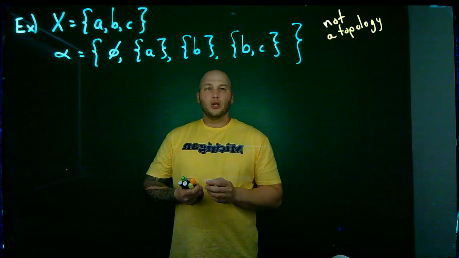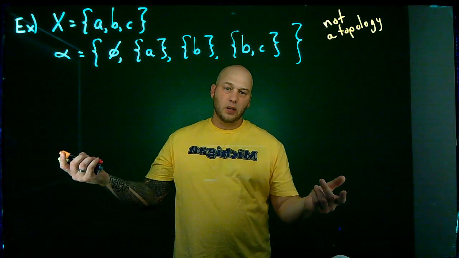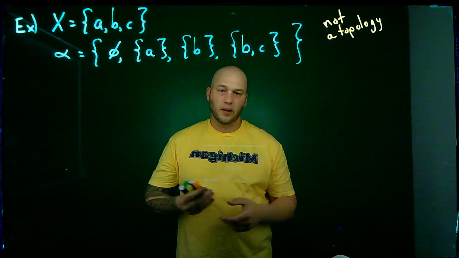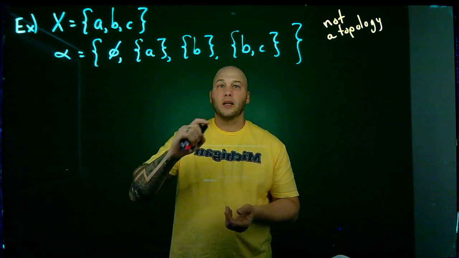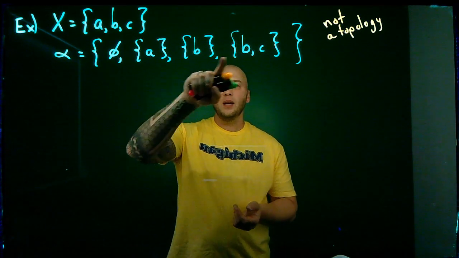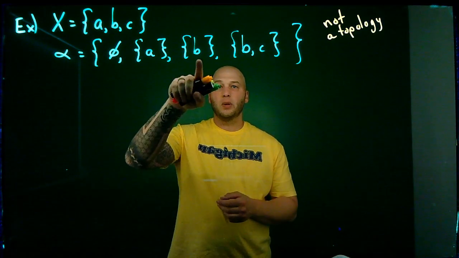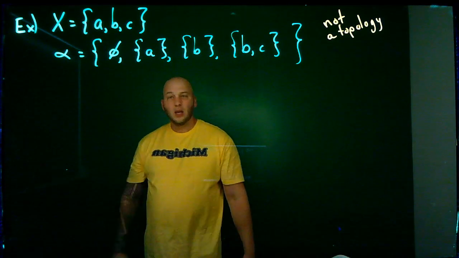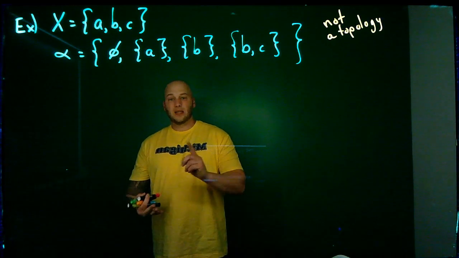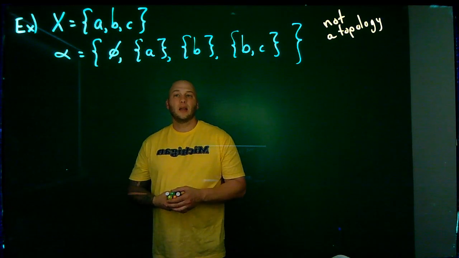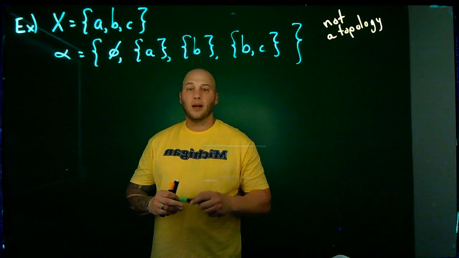Well, if I take the union of A with BC, that would give me ABC. That's the entire set X. That's not in there, so it doesn't contain unions. Intersections. Well, if I take the intersection between A and BC, I get the empty set. If I take the intersection between B and BC, that would be the singleton B. So it does contain intersections, but it does not contain unions, and it does not contain the entire set X. Therefore, again, that is not a topology.